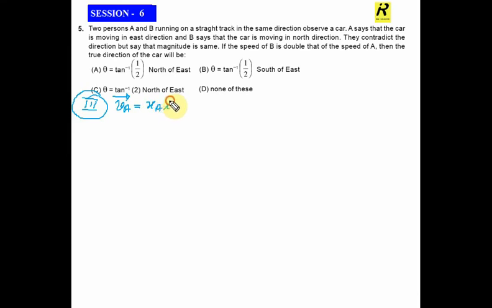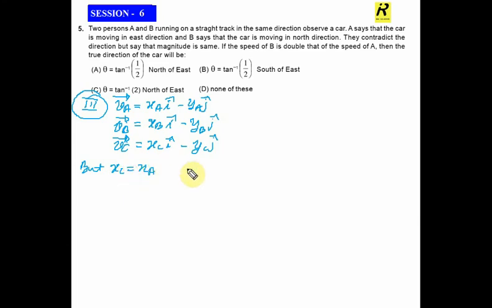XA I cap minus YA J cap. Okay, so VB is XB I cap minus YB J cap, and VC for the car is XC I cap minus YC J cap. So assuming all these things together, from the given condition, I must write XC is equal to XA, and minus YC is equal to minus YA. So that means YC is equal to YA. That will be valid here in the notation.